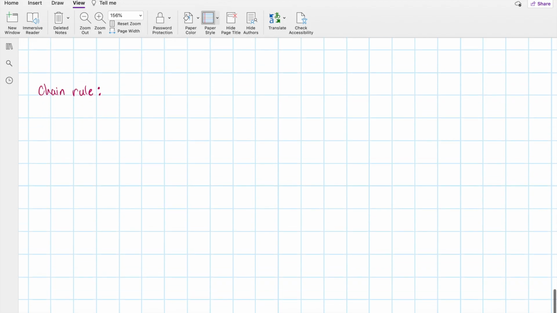Talking about the chain rule. This is a very, very important rule to get a hang of. We also saw a little bit of it before. I just don't think we really paid attention to it because we didn't really have to. So let's talk about it.